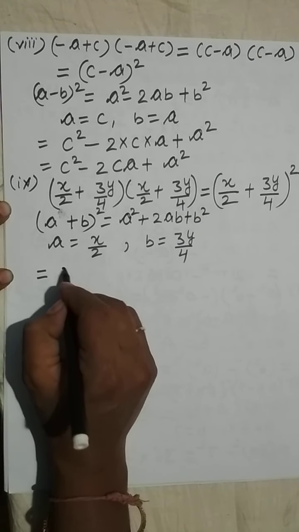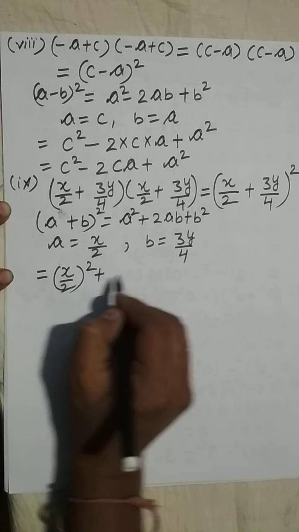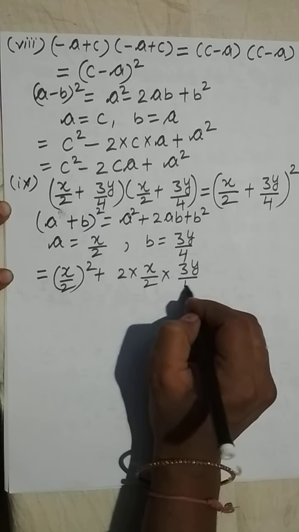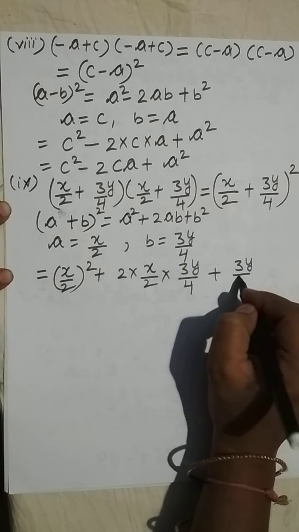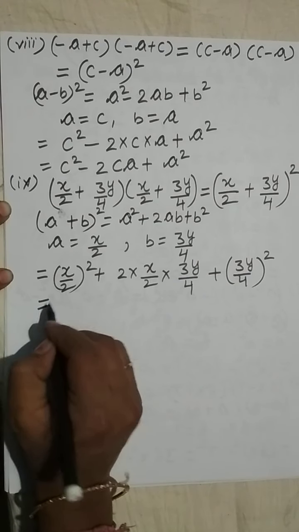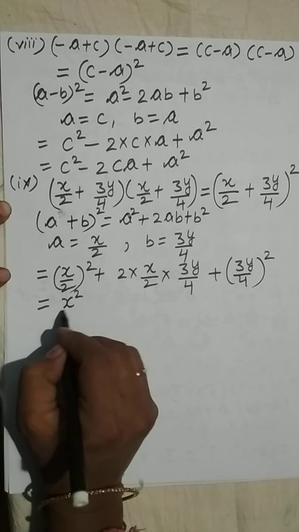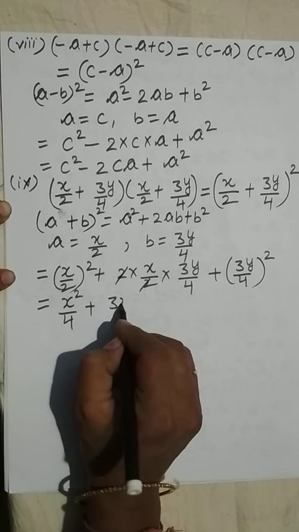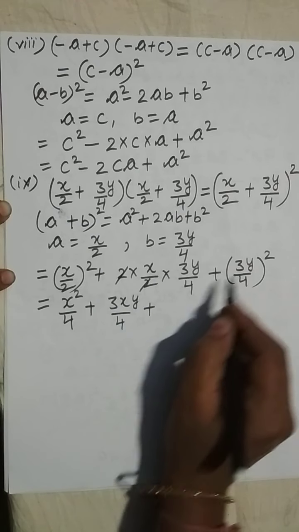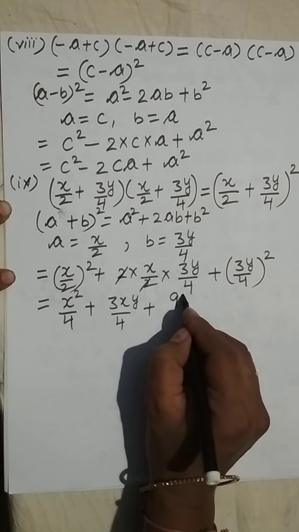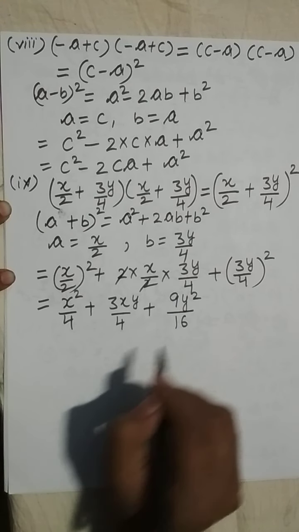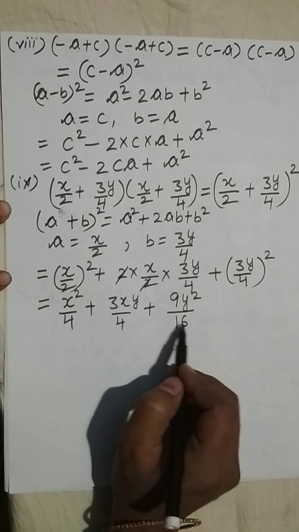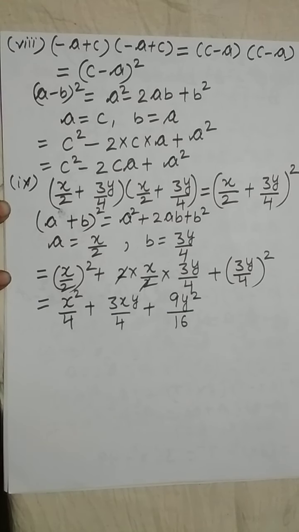Now substitute the values. (x by 2) square plus 2 multiplied by x by 2 multiplied by 3y upon 4 plus (3y upon 4) square. Now the square of x by 2 is x square by 4, plus the 2 and 2 cancel. This is 3xy upon 4, plus the square of 3y upon 4, which is 9y square upon 16. So x square by 4 plus 3xy upon 4 plus 9y square upon 16 is the required answer.